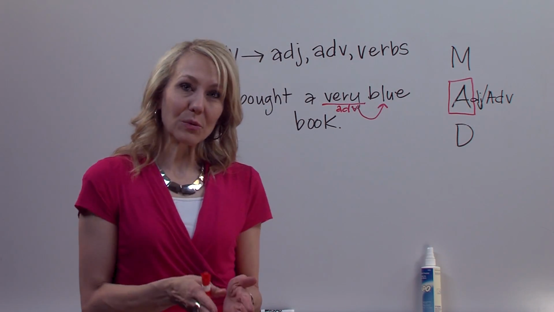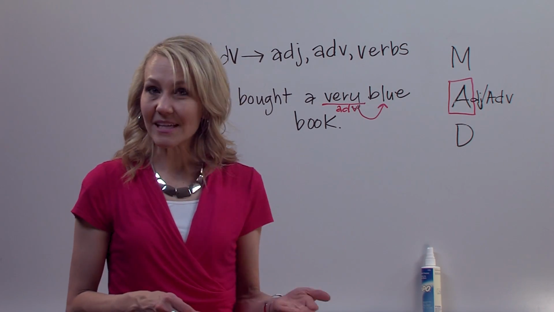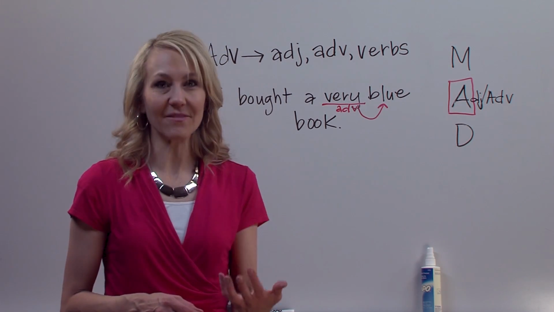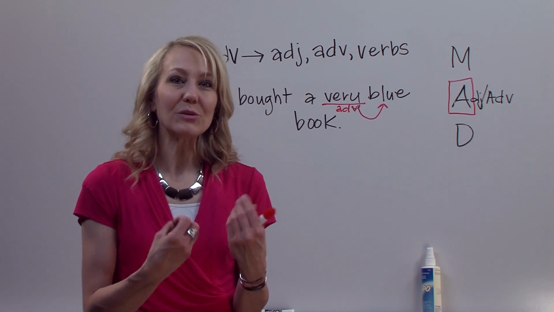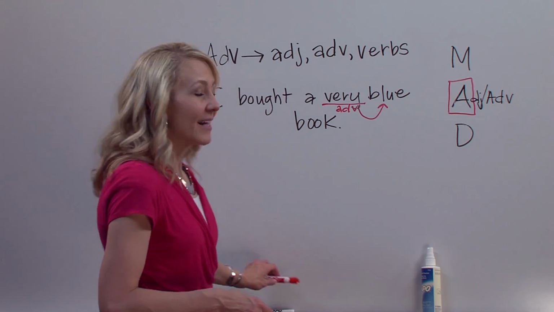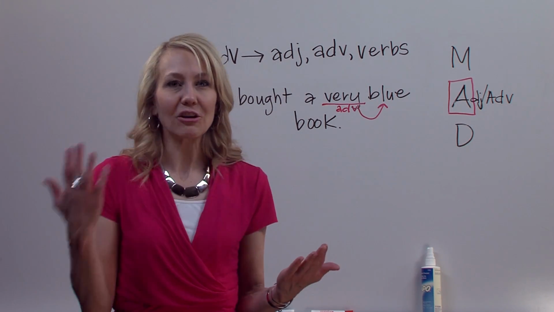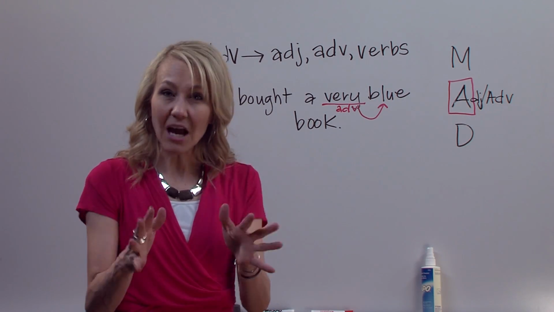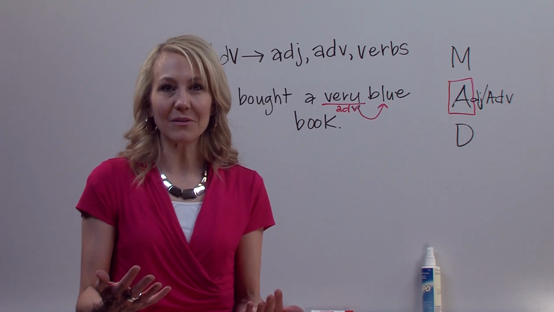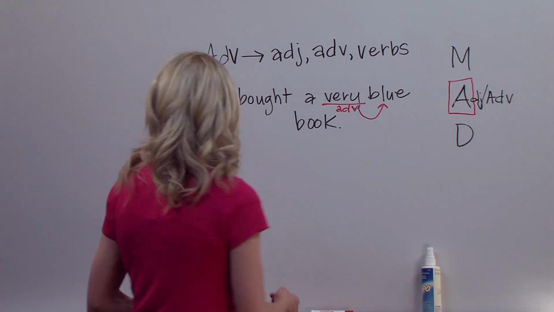Now, there's another rule related to adjectives and adverbs, and it deals with hyphens. Sometimes we can use a hyphen to create a special type of modifier known as a hyphenated compound adjective. And I want to tell you what a hyphenated compound adjective looks like.